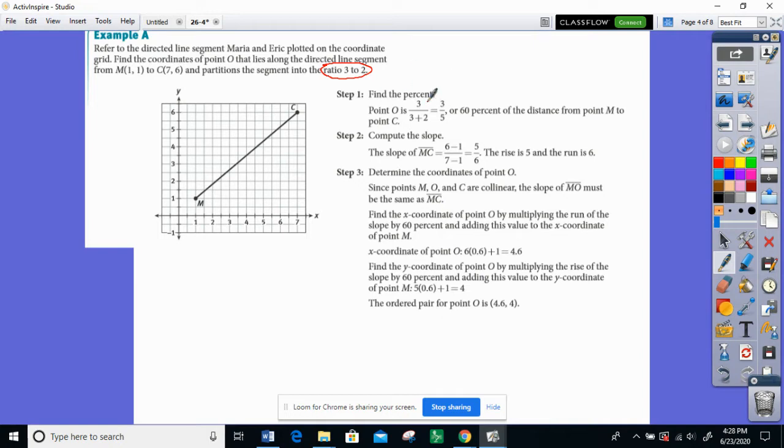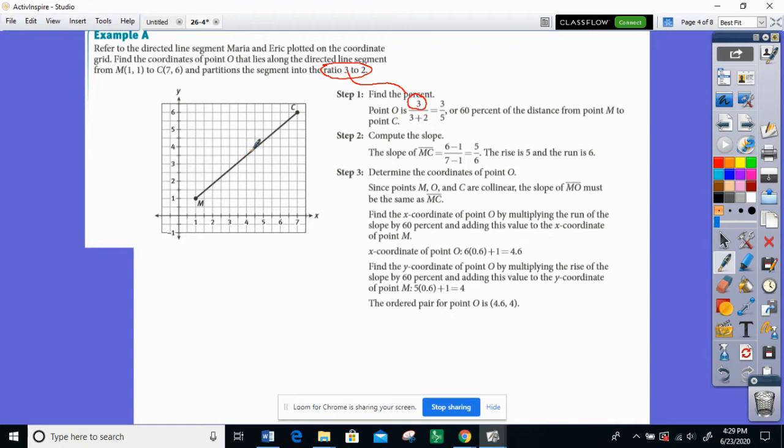So this 3 comes from the ratio. We don't want to do a part-to-part ratio. We want to do a part-to-whole ratio. So in the denominator, we're going to add the two values from our ratio together. So that gives us 3/5, or 3 over 5 as a percentage is 60%. We want point O to be 60% of the distance from point M to point C.